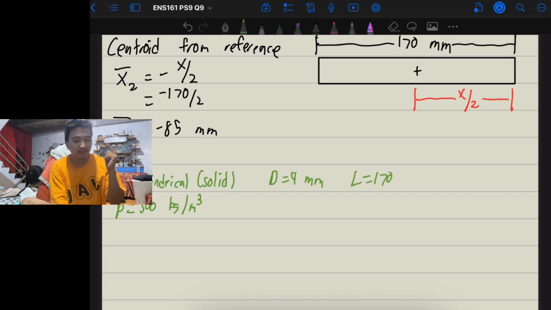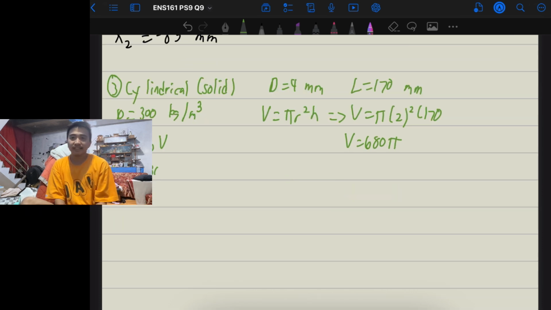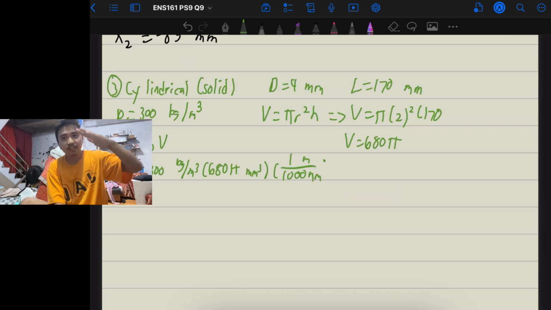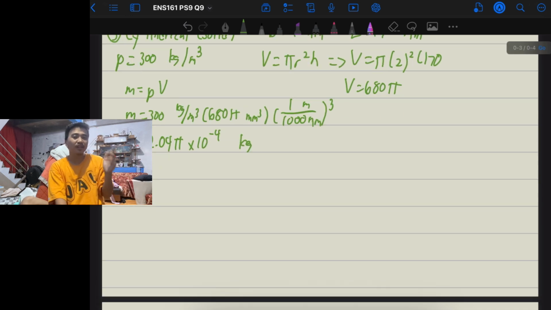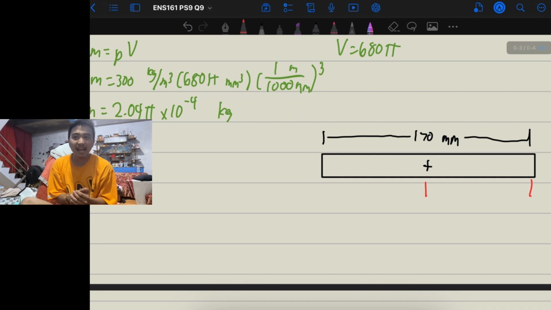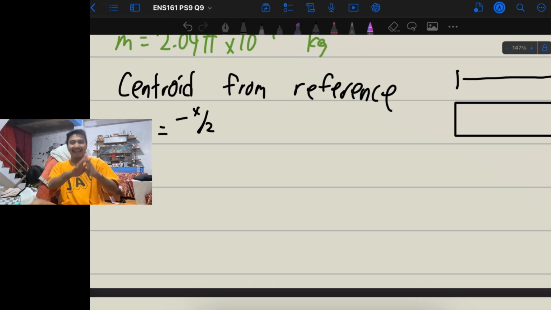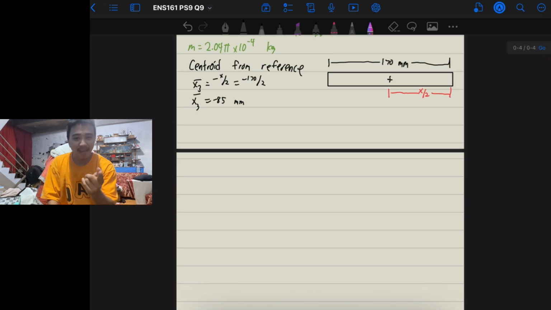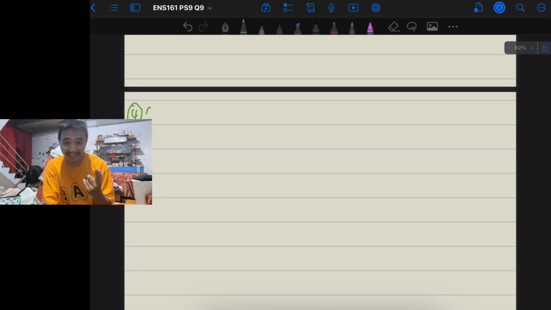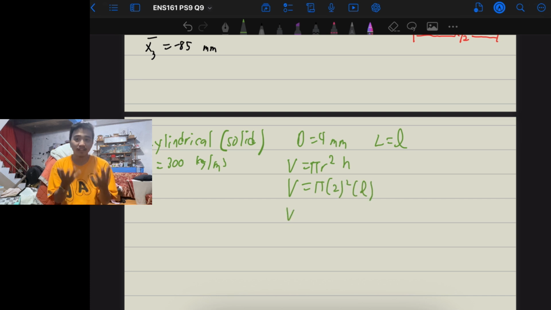Next we have the solid cylindrical, the stick one. Its dimension is 4 millimeter and its length is 170 millimeter. We have to solve for the volume once again, and we have the mass of 2.04 pi times 10 raised to negative 4 kilograms. The centroid is negative 85 millimeter, same as before. Now we will solve for the unknown solid cylindrical.